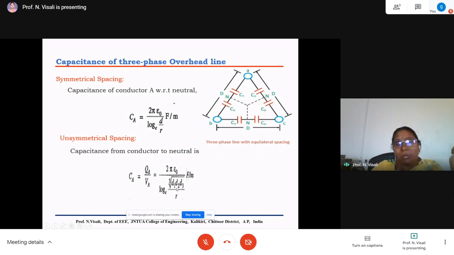With the neutral, conductor to the neutral. If the neutral is not there, only conductor to the conductor, then these two will not be there. So pi epsilon by log of cube root of D1, D2, D3 by R. Then the capacitance of the two wire line.